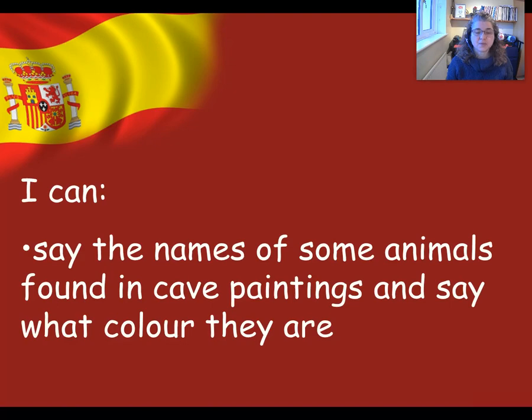To start us off today, we're going to be practicing those names of the animals that we find in cave paintings and also just having another practice of how we put colours with them.